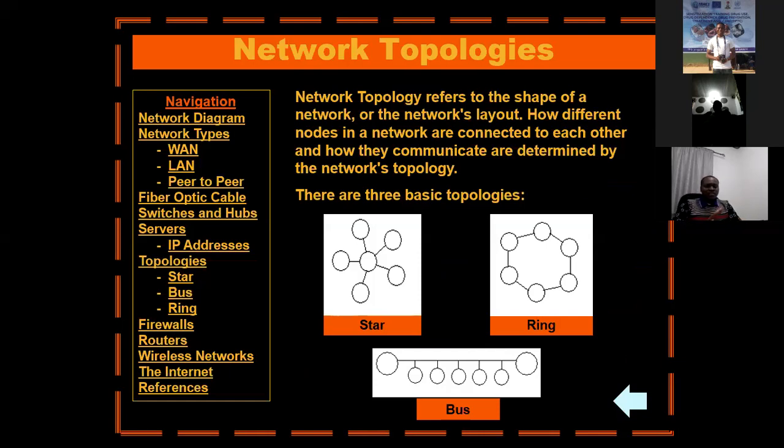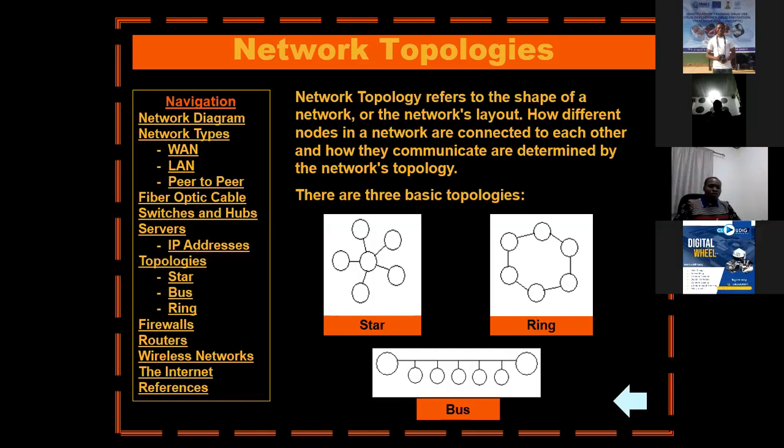We have three basic types of topology. We have the star, the ring, and the bus. We also have a topology called the mesh topology, but that is a very complicated topology, which we are not going to look into. We're looking at these three major types of topology: the star topology, the ring topology, and the bus topology. Let's look at a topology, a shape of a network that is called a star.